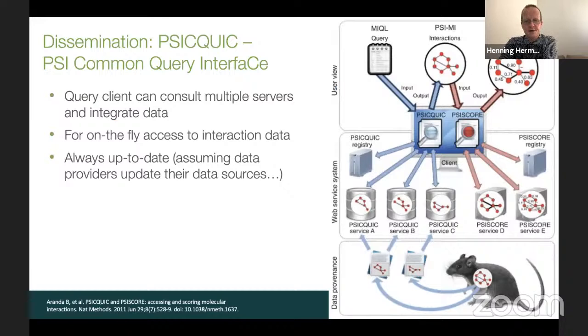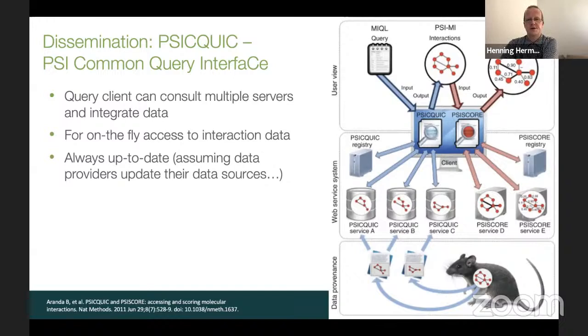Now, in the next few slides, I'll discuss a bit how we are disseminating this data. One of the ways is the PSICQUIC, or PSI Common Query Interface. And this is an API or a query interface where many servers can provide interaction data. They all implement the same query language, which is derived from a standard query syntax and has just a few extensions, for example, which take into account the specific domain of interaction data.